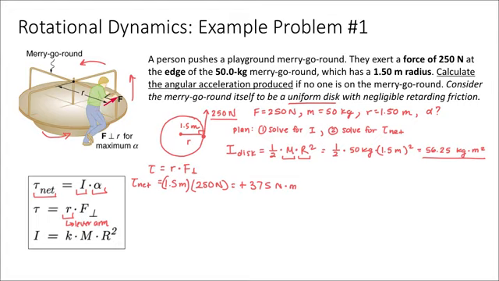There we go. Now that I have the net torque and the moment of inertia, I can use my relationship here: net torque equals moment of inertia times angular acceleration. I'm going to rearrange for alpha. So if I do that, I would get that alpha is equal to the net torque divided by the moment of inertia. And now I can just plug in my values once I've solved for them. That would be 375 newton meters over 56.25 kilogram meters squared.